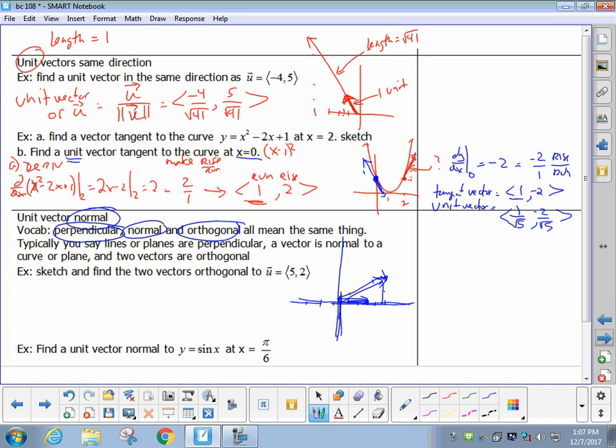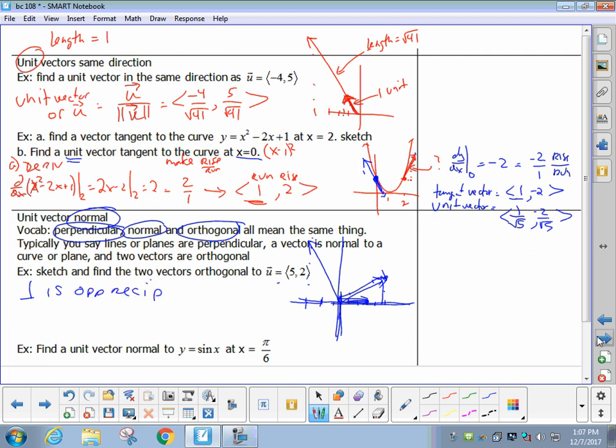Left. I don't want to go left 5 up 2, because that would make too big of an angle. I need to match the flatness with the steepness. Hey, does that remind you of something we normally do in Algebra 1? Perpendicular is the opposite reciprocal. Okay, perpendicular is opposite reciprocal.